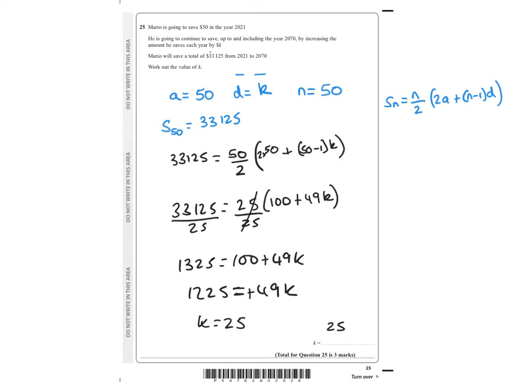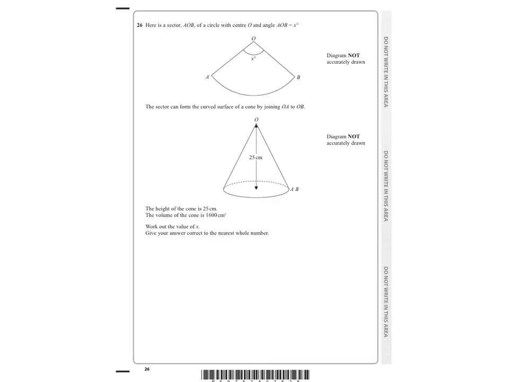Okay then, question 26. Here it's a sector AOB of a circle with centre O and the angle AOB equals x. The sector can form the curved surface of a cone by joining OA to OB. The height of the cone is 25. The volume of the cone is 1,600. Work out the value of x.